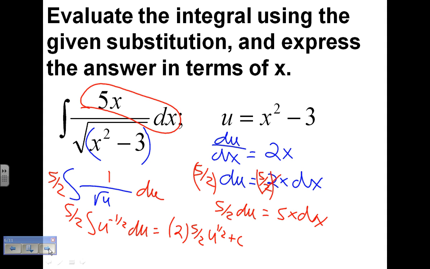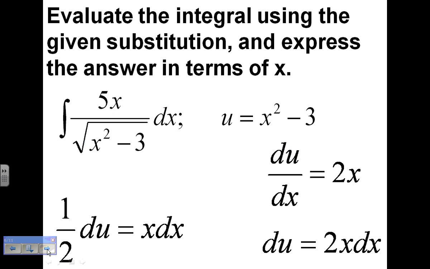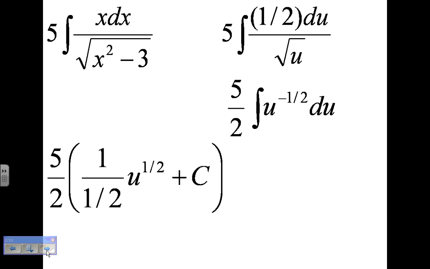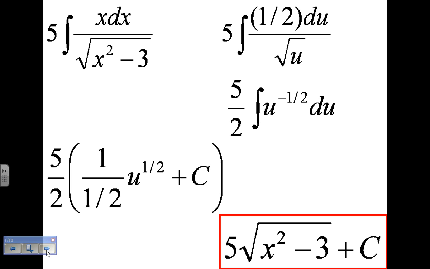So we end up with 5 square root x squared minus 3 plus c. Yeah, I think that works. So we don't have to worry about the 5 halves multiplying by c? No, right. Is it negative half? Yeah, I did. I used the whole 5x dx in place of the 5 halves du. Okay? I don't know if that's right. Let's find out. Yeah, 5 square root x squared minus 3 plus c.